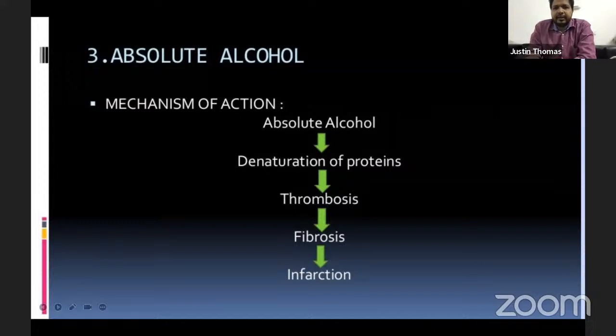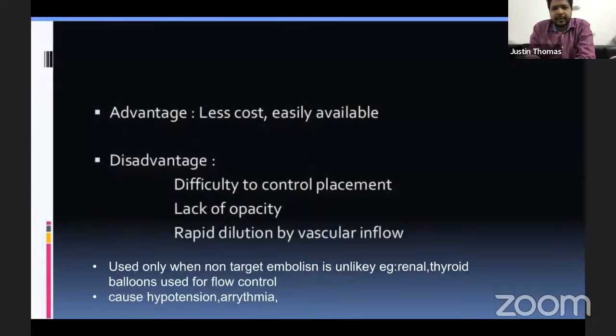Absolute alcohol, although it is not an embolic agent, is a denaturing agent. So it is an occlusive agent. It acts by denaturation of proteins, thereby causing thrombosis, fibrosis and infarction. Alcohol is used because it is cheap and easily available. But the problem is its toxicity.